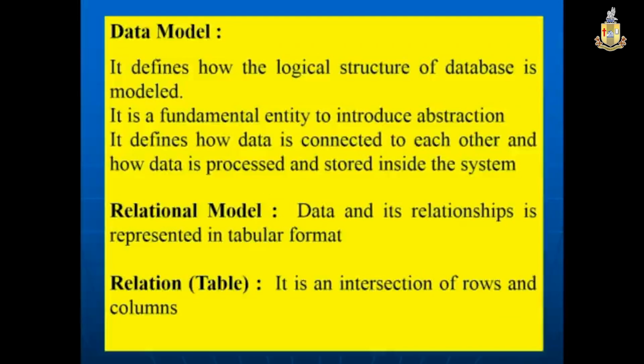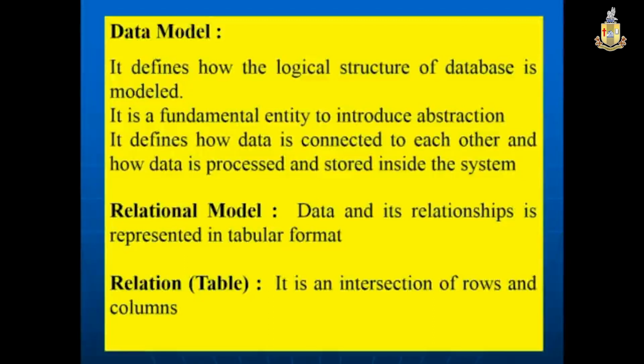Okay. Then data model. Data model defines how the logical structure of the database is modeled. It is a fundamental entity to introduce abstraction. What is abstraction? Key points or essential points will be given. There will be no background information. That is all about abstraction. Data model defines how data is connected to each other and how data is processed and stored inside the system.